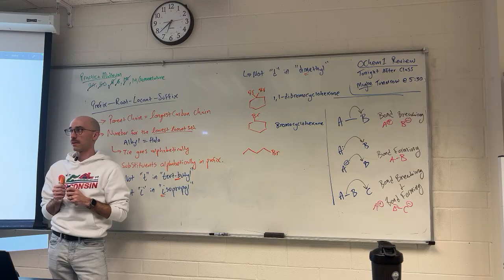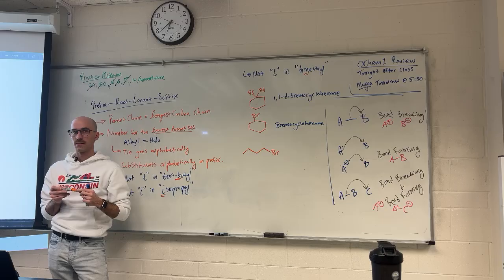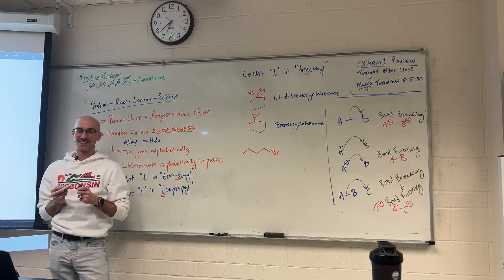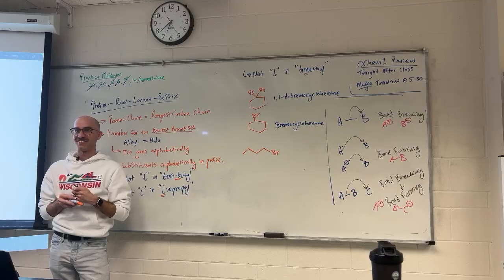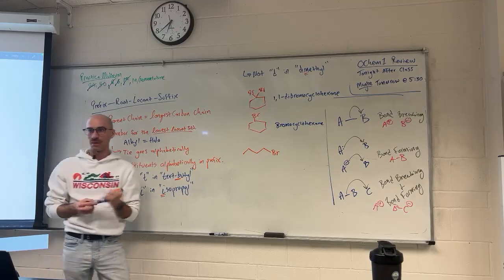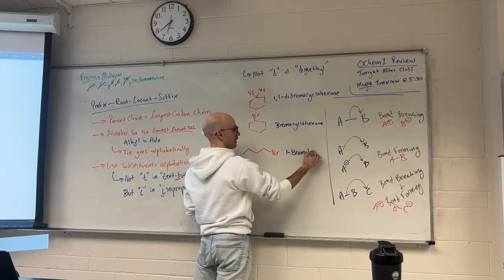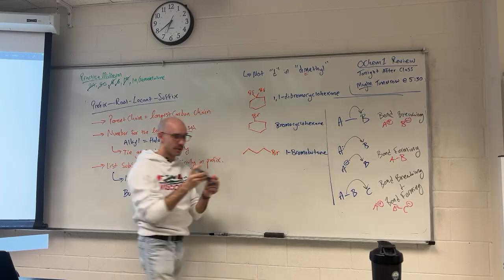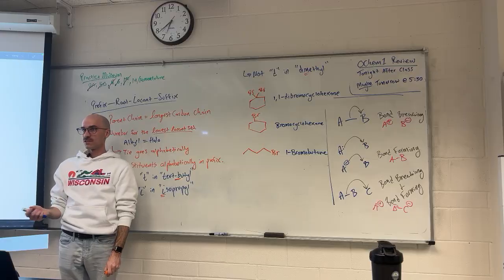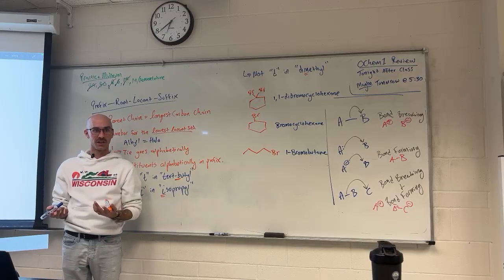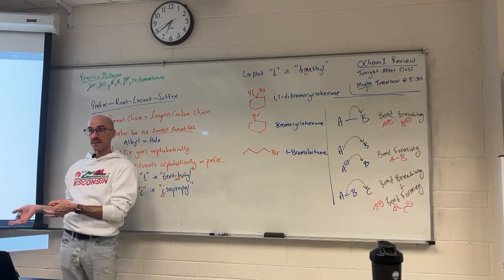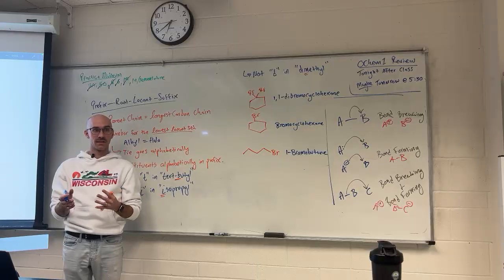What's the best name here? 1-bromobutane. Why am I now expecting you to put the 1 back in? Right. This is not a ring anymore. So there's not just an arbitrary place I can start. I'm either on the end of the chain or I'm in the middle of the chain. And I have to be able to distinguish between the two.